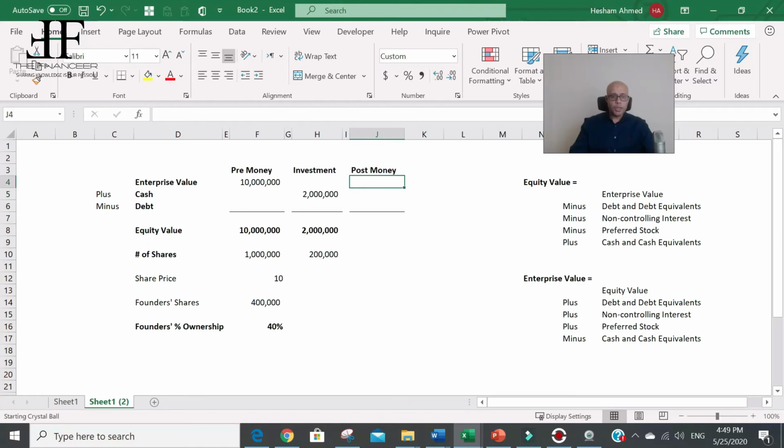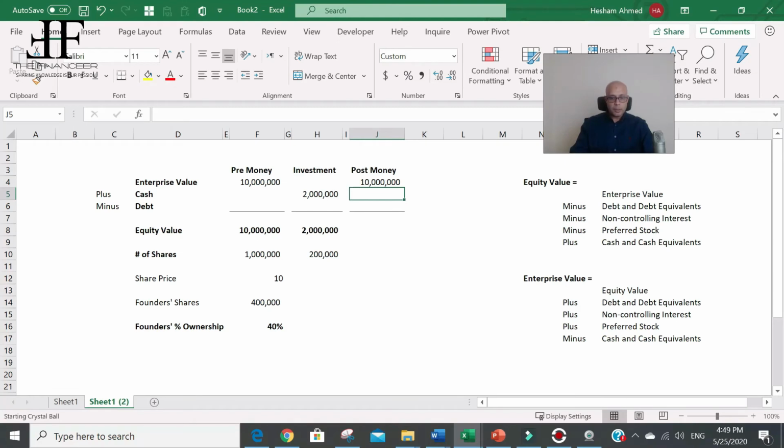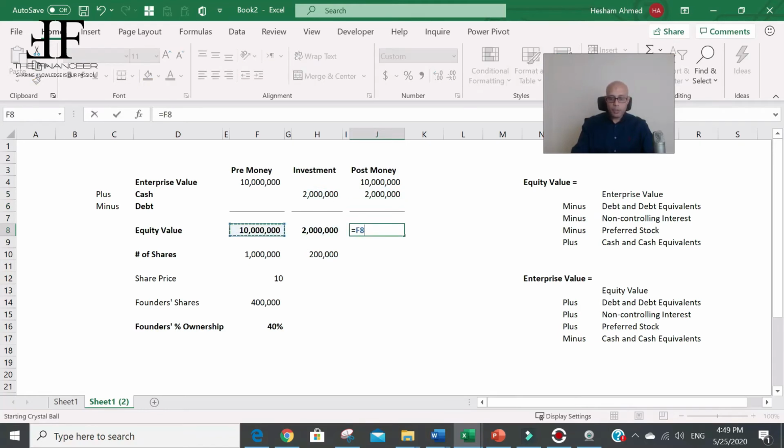Let's start with the enterprise value. The enterprise value will be the same, 10 million. And the cash will be increased by 2 million, and the debt, now that we have. So how much is the equity value? The equity value will be 10 plus 2 million, so the equity value will be 12 million.